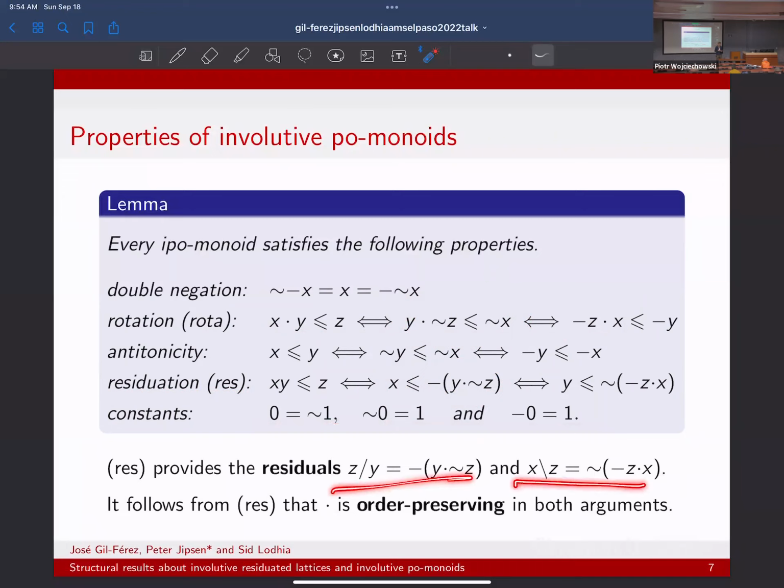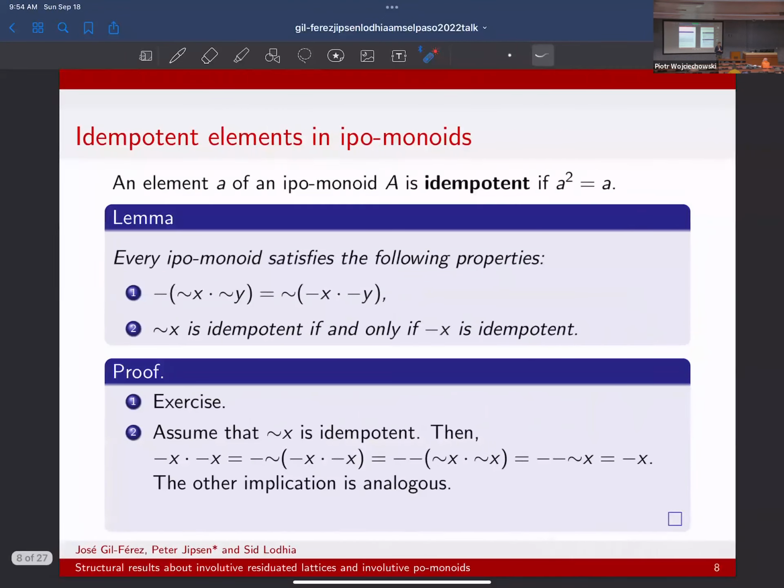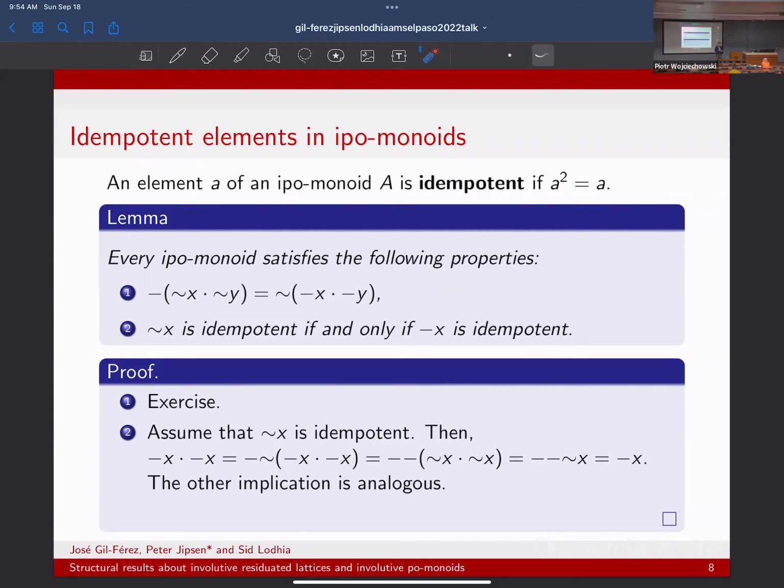And the constants are related in the way that you wish. So here are the equations for the residuals to convince you that we're in the setting that I'm normally in, but in a slightly more convenient signature. And then we have these lemmas. So for example, this property turns out to be true in all involutive partially ordered monoids. And it's an important property because it tells us that the kind of things that we would expect from De Morgan's laws coincide in an interesting way in this theory.